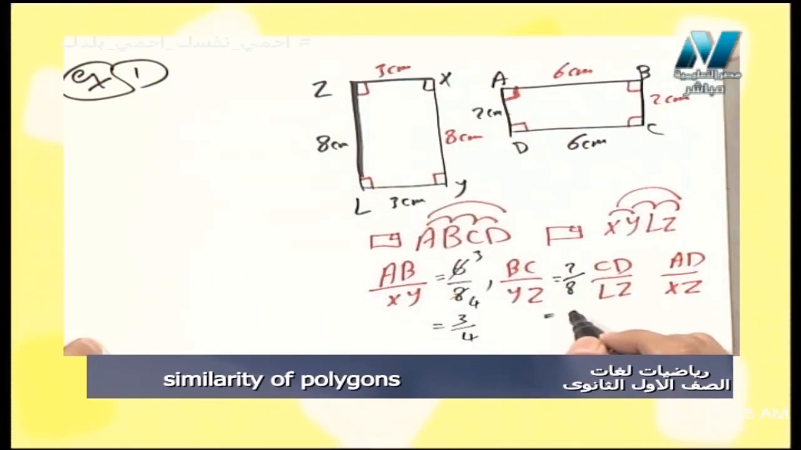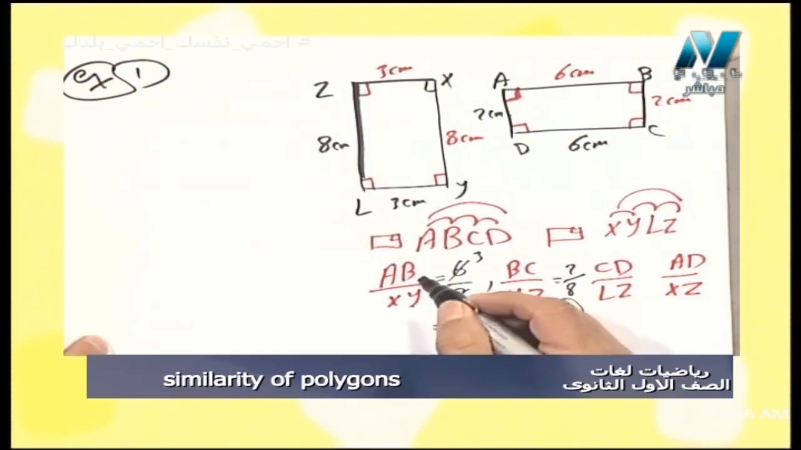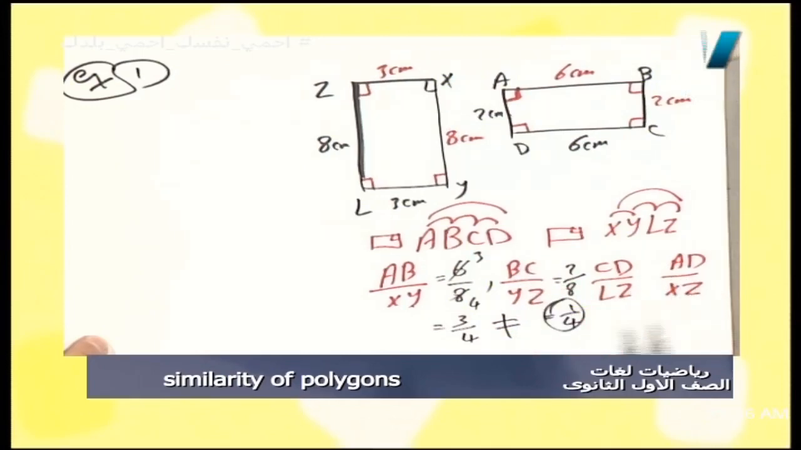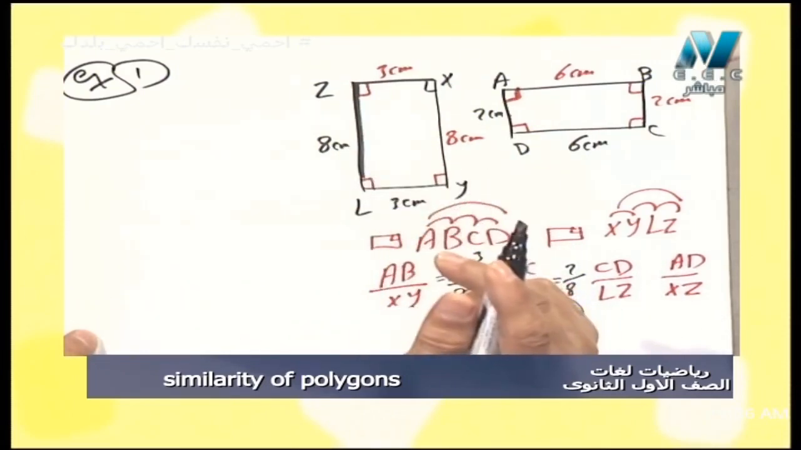In simplest form it will be 1 over 4. Okay, 3 over 4 doesn't equal 1 over 4. So the ratios here aren't equal. So we can say AB over XY doesn't equal BC over YZ, and so on. So we say that these two figures are not similar.